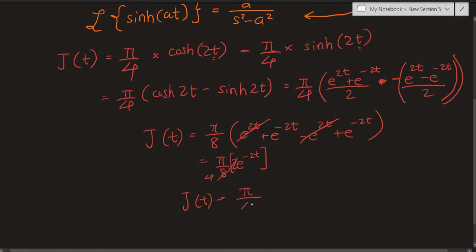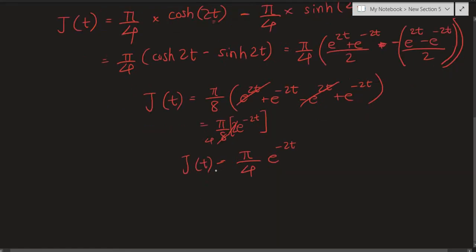We have pi over 4 times e raised to negative 2t. So now we have a very nice and compact form for J of t. But remember what I had said, what did we actually want to find? We wanted to find J, right? And how is J related to J of t? So J is nothing but J of t when t equals 1. So let's make that substitution here.